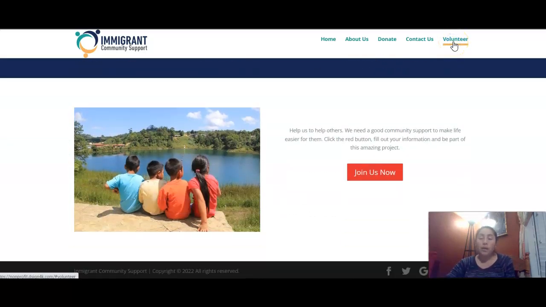And then finally, this is the volunteer section, which is a path for people to donate money, to donate time, to help out more with different areas.